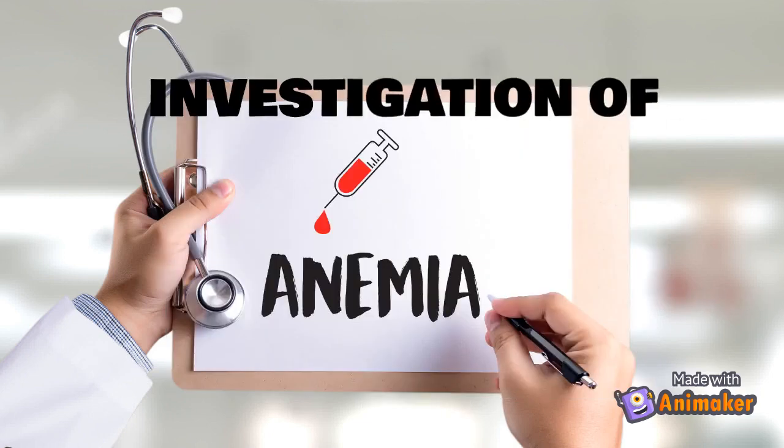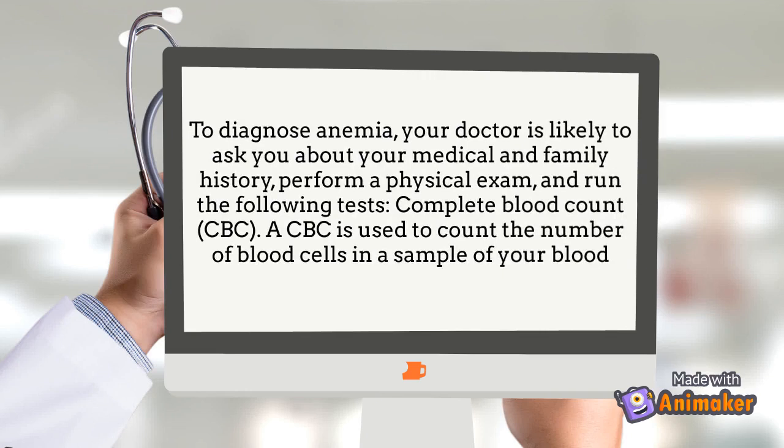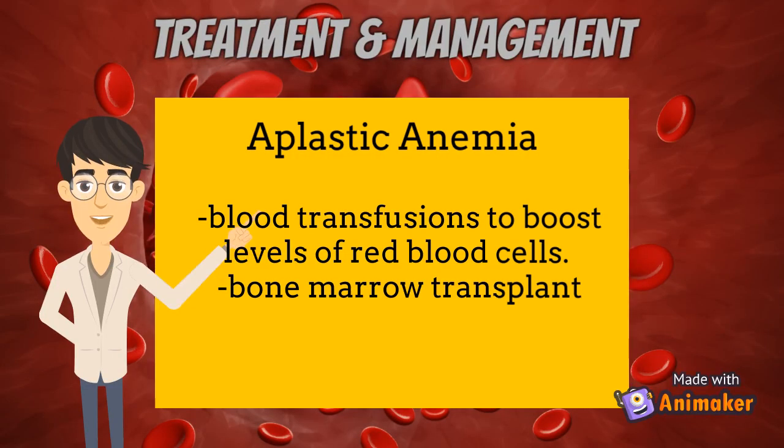Now, let's talk about investigation of anemia. Diagnosing anemia: your doctor is likely to ask you about your medical and family history, perform a physical exam, and run the following tests: complete blood count, CBC. A CBC is used to count the number of blood cells in a sample of your blood. For the treatment and management of anemia, it depends on the type of anemia.